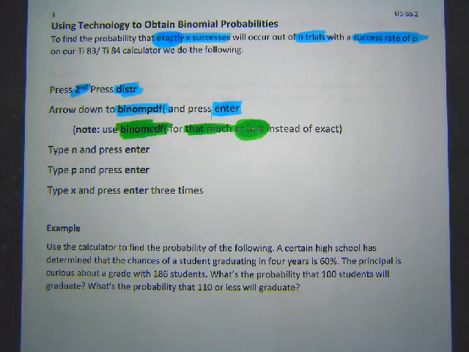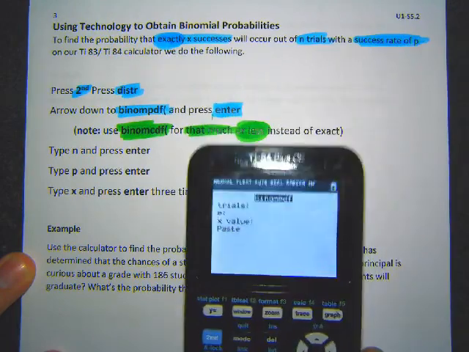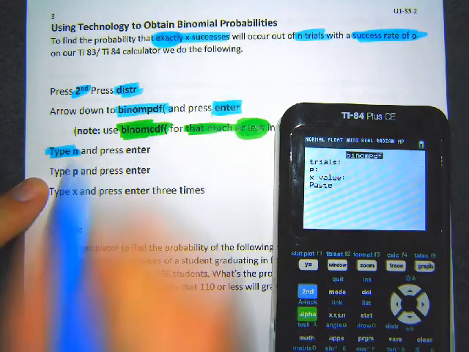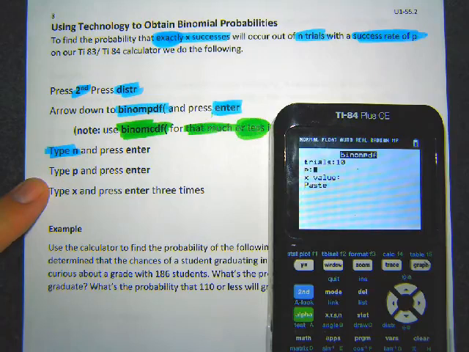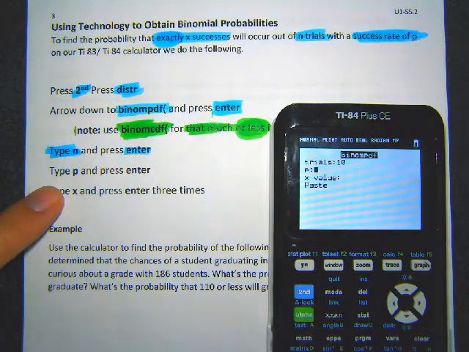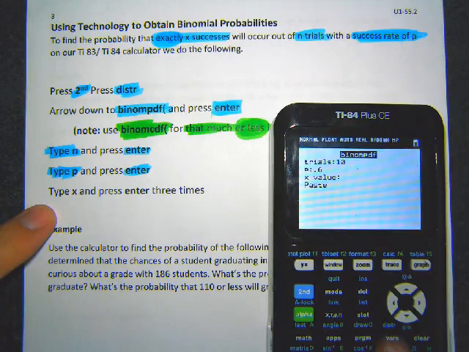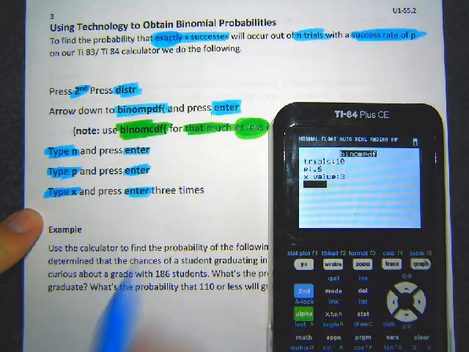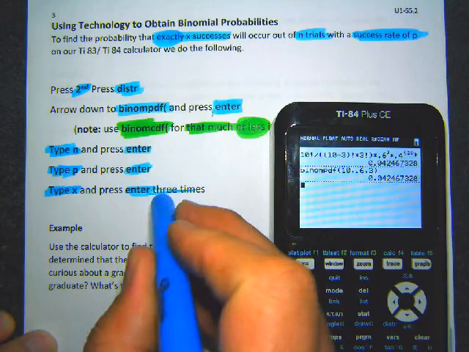But whichever one you're using, after you hit enter on the PDF, your next step is to type in your value. So if I just go back to the last one where we said that N was 10, because there were 10 trials, I just put in 10, and then press enter. And then I type my P, which we said the last one was 0.6 for 60%, and we hit enter. And then we hit the X value, how many successes? Well, we said 3, and hit enter. And then I hit enter again, and then hit enter again. That's why it says hit enter 3 times. Then it'll give you the result.